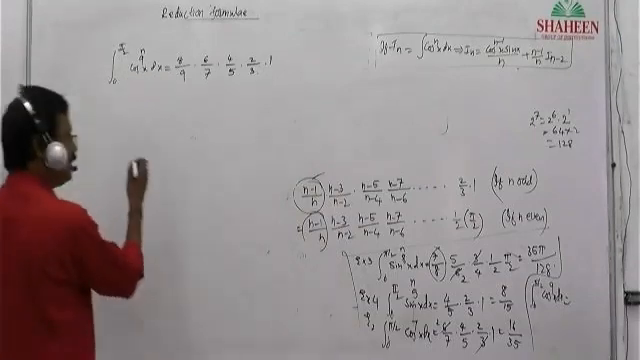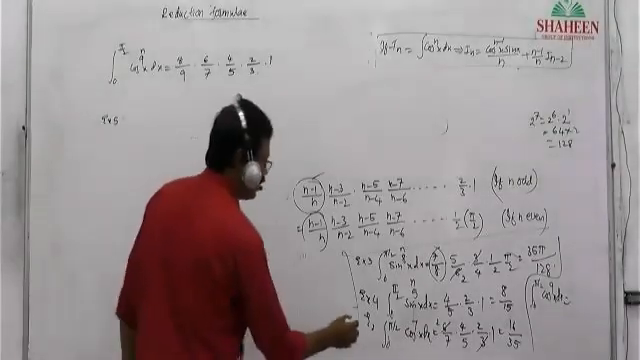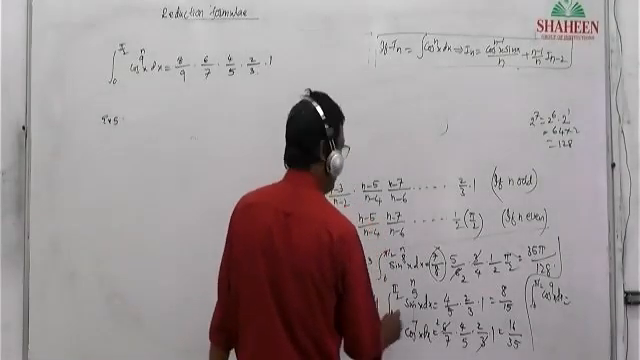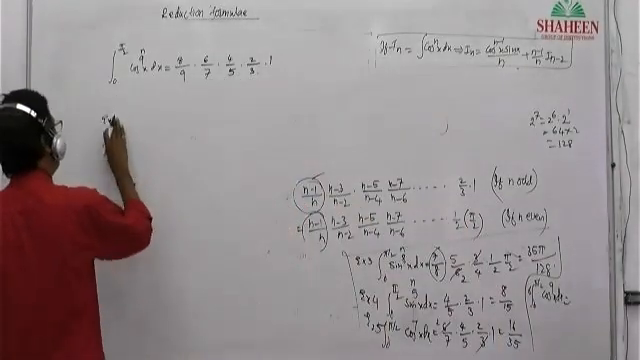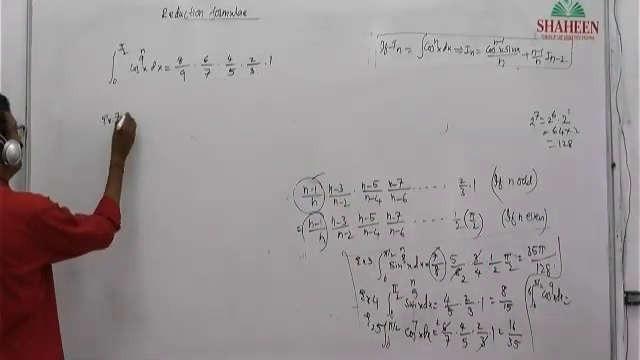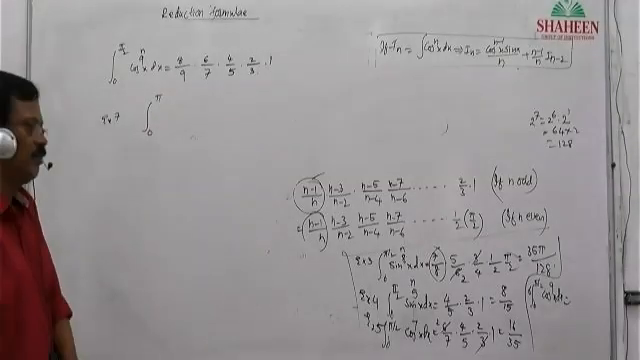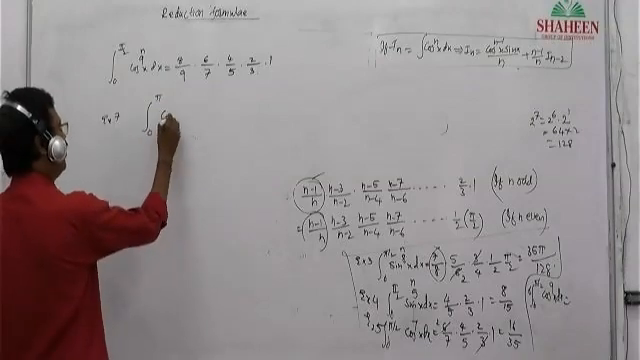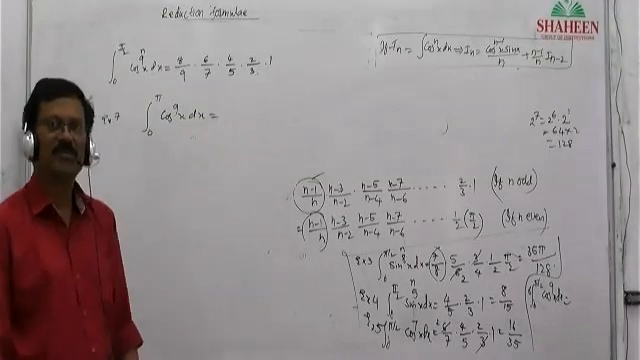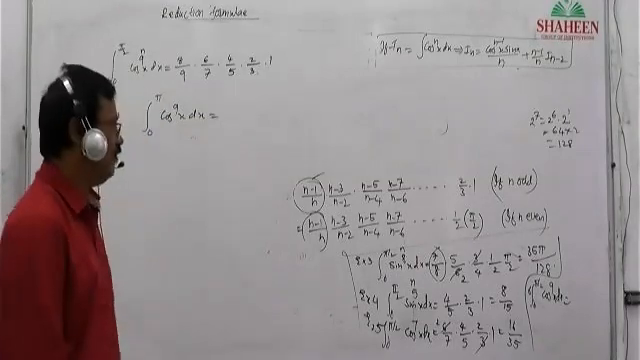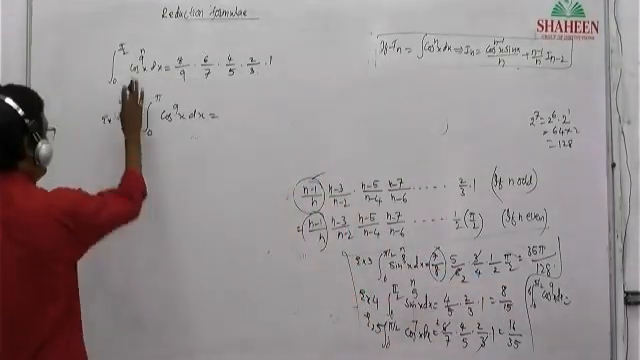Then what about this example? Next example, this is a 5, this is a 4, 5, and this is a 6, this is a 7. What will be this integral? Integral 0 to pi of cos power 9x dx. What about this integral? Can we write this answer?